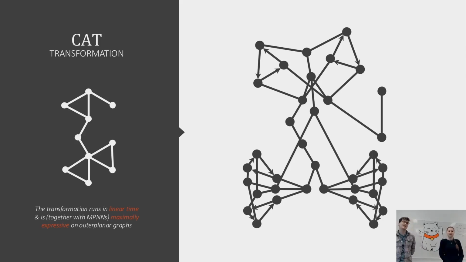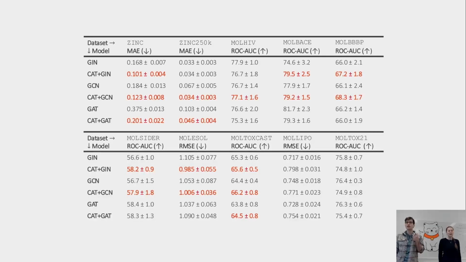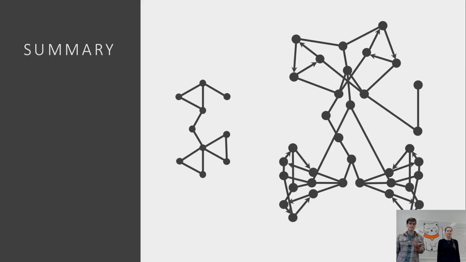So yes, CAT has some very useful theoretical properties, and it can also generate graphs like this that look like a cat. So besides theory, we also tried this in practice. So what we did is we took some molecular benchmark data sets and some MPNNs, and we compared them with each other. So we compared each MPNN against an MPNN plus CAT. And what we see is that on many data sets, CAT gives you a clear boost in performance. So it's not only nice theoretically, it also seems to work well in practice.